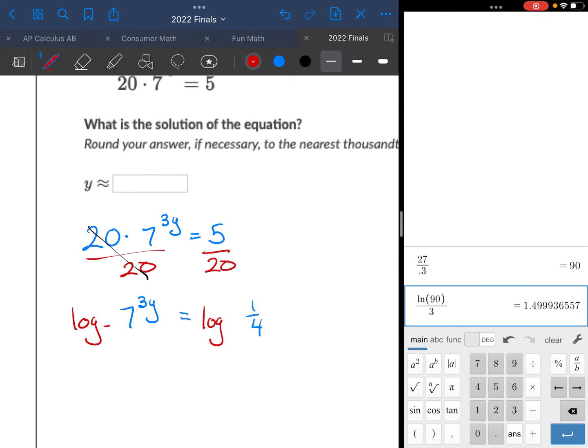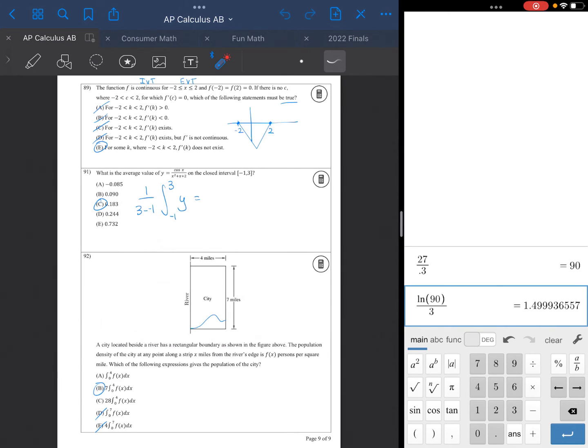I want that to be permanent though. Base of 7, and I have to do that to both sides. All right, so now I have permission to move this 3y down in front. So I'm going to rewrite my problem.